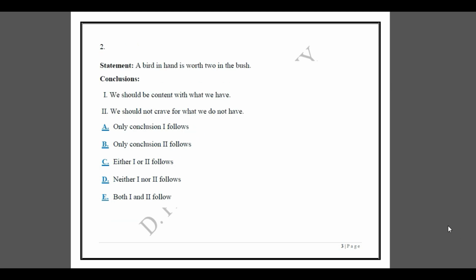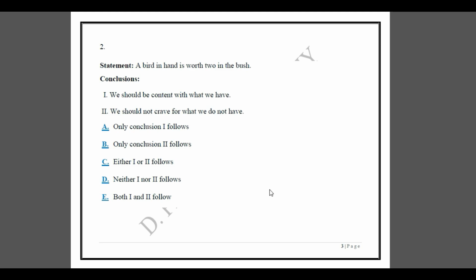Now I'll move on to the second illustration. Statement. A bird in hand is worth 2 in a bush. Conclusion 1. We should be content with what we have. Conclusion 2. We should not crave for what we do not have. Now read the statement carefully. A bird in hand is worth 2 in a bush. What does it mean? When you have an opportunity in hand, try to grab the opportunity. Number 1. We should be content with what we have.